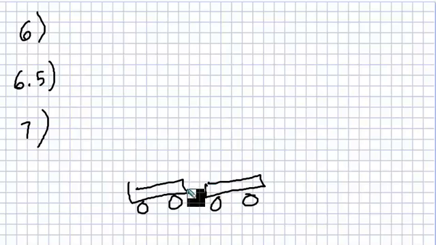Question 6, 6.5, and 7 all deal with the same situation. 2 carts that are initially at rest. Here's a horrible drawing of 2 carts connected by some kind of a spring that is suddenly released. Initially, this guy has a velocity of 0, that guy has a velocity of 0, presumably. But the one on the left has a big mass, and the one on the right, cart B, has a smaller mass. And the first question asks you, what's the total momentum of the carts after they are released?